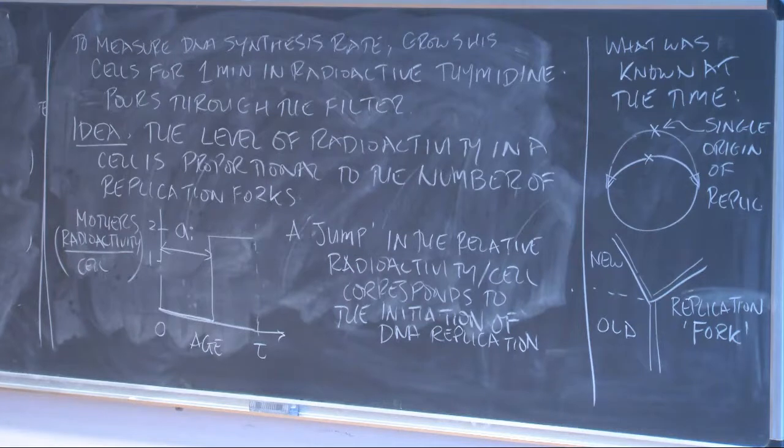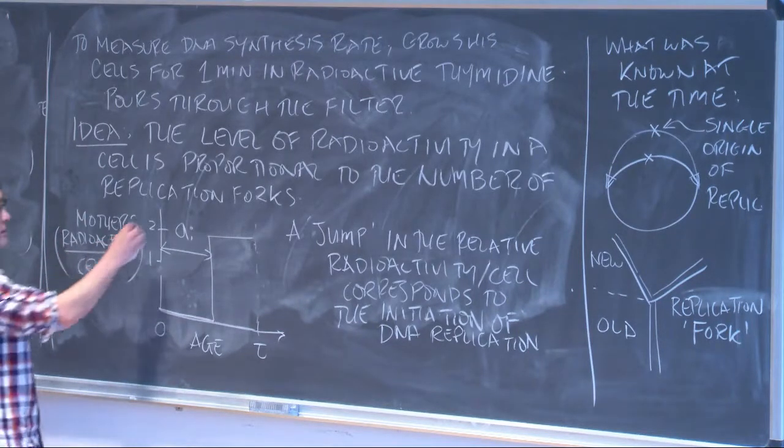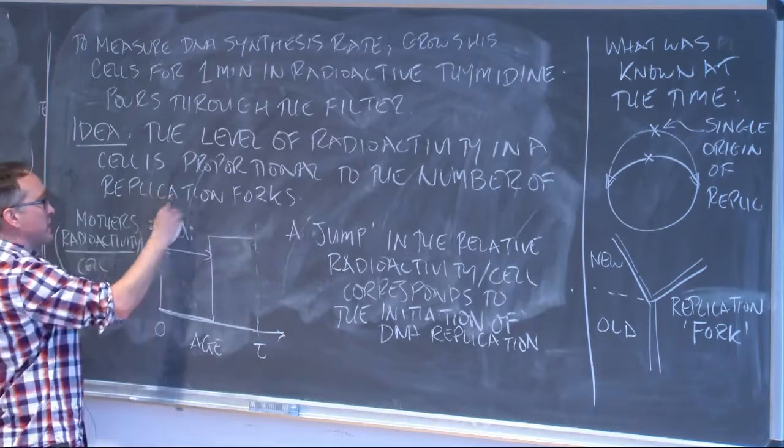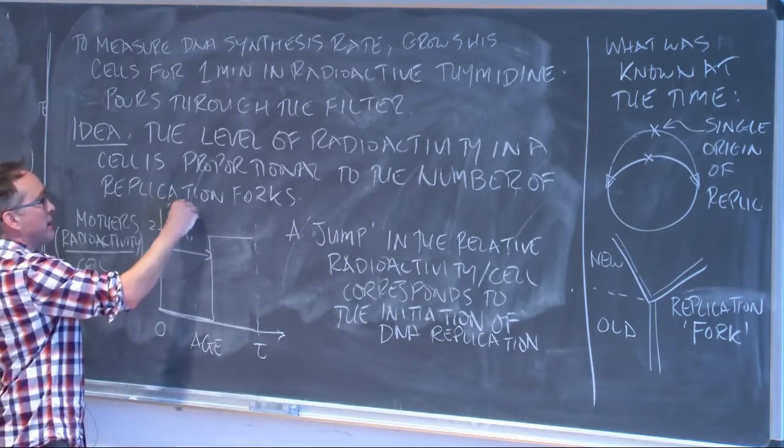All of a sudden on the scene appear two replication forks that can pull in radioactivity that weren't there before. And this line that I've drawn then is what I think could be reasonably denoted the age of initiation, or initiation age. Now let's say age of initiation.